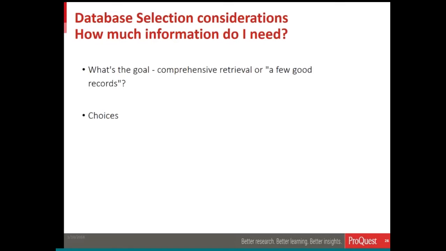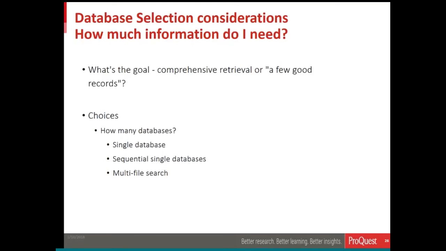And the other thing that you may want to consider is, how much information do I need? What is the goal of my search? Do I need to pull every record? If I'm doing a drug safety search, I probably need to be pretty comprehensive in my searching, and that will impact the way I conduct my search. If, on the other hand, I'm just looking for some basic information about a topic, then I might approach my search slightly differently.